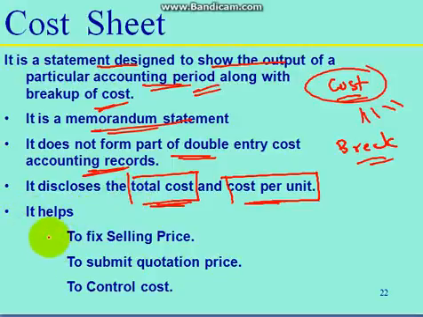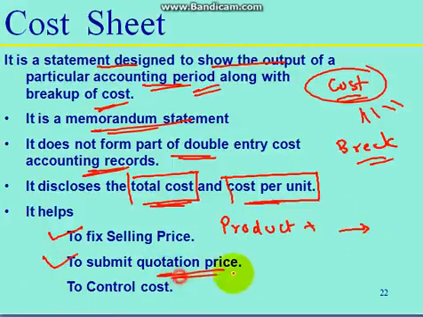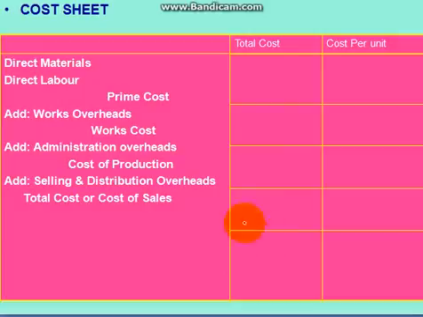Basically it helps to fix the selling price. If you know the production cost, it will help you decide at what margin you have to sell the product. Second, you have to submit your quotation price, how much quote you are giving to the customers. It can also help you control the cost if any extra cost is going in the market. You can control the cost with the help of the cost sheet. So this is the basic format of a cost sheet.